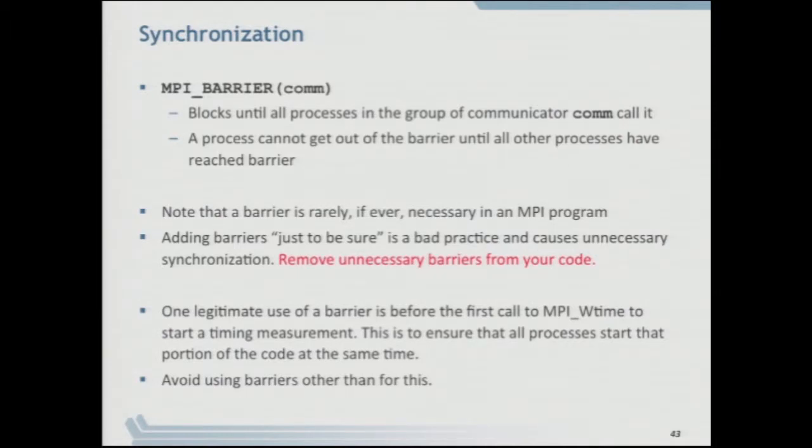One use of a barrier is when you're doing some timing measurement. The way you do it is you call MPI Wtime, which returns the current value of the clock. Then at the end of whatever you want to measure, you also call MPI Wtime, which returns the value at that point. Then you take the difference, and that's the time taken by that operation. So you often want to call an MPI barrier before the first call to MPI Wtime, just to ensure that all processes have reached that stage and everyone has started the operation. So it's okay to use a barrier in that case.